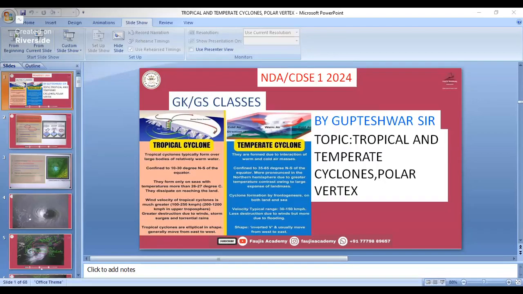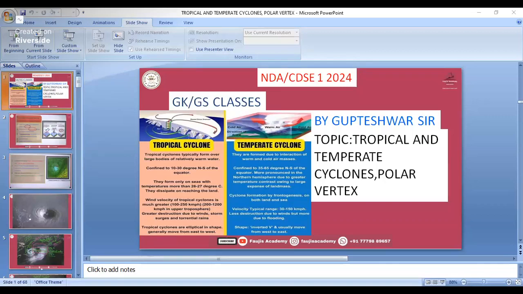Then the Atlantic Ocean. The Atlantic is between Europe and America. There, if a cyclone happens, it will be known as a hurricane. And the original cyclone name is of the Indian Ocean part. So they are known by different names in different parts.